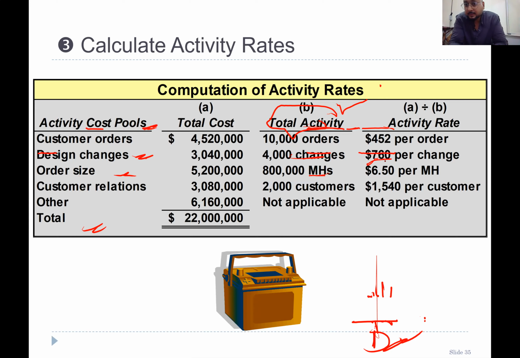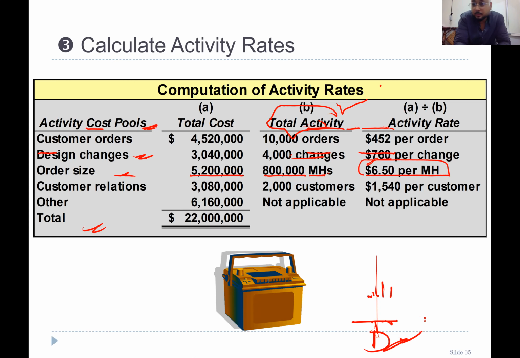Order size, 6.50 per machine hour. It means on 1 machine hour, $6.5 is spent per machine hour. If the order took 800,000 hours, the cost is going to be 5.2 million. Per hour of machine running, $6.5.